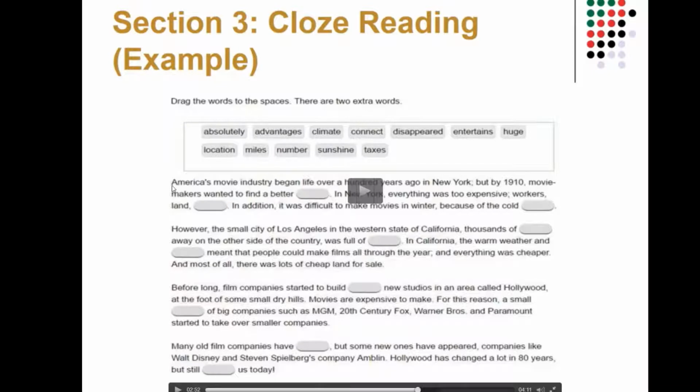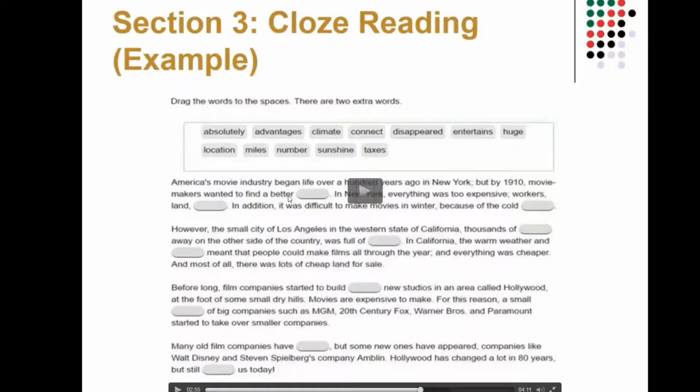Okay, let's try the first one. American movie. Can you read it, Muhammad? American movie began life. ما أشوف أنا عدل والله يا دكتور. I'm going to read it for you.